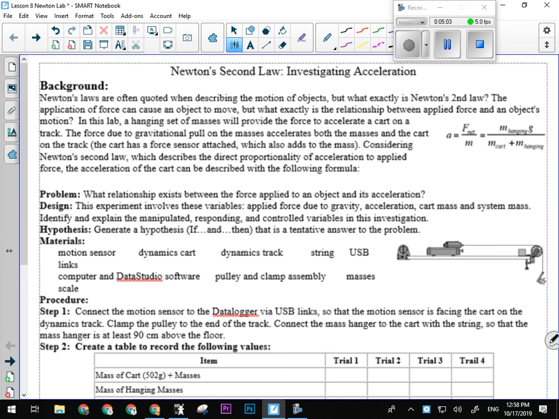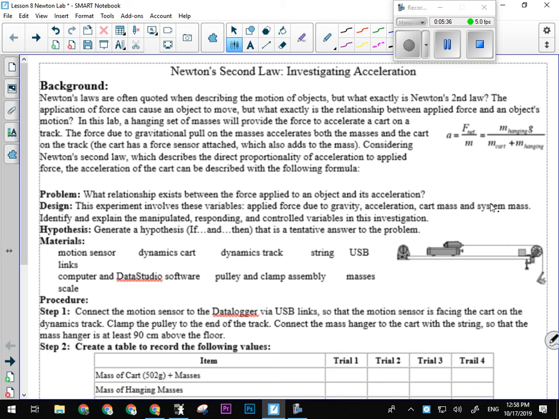Back to our background here. That's the back. We just went over all the background. Okay, so the problem we're investigating, we've already talked about. What's the relationship between force applied to an object and its acceleration? Well, hopefully it's linear. Hopefully when I increase the applied force, the acceleration will increase. So in the design here, this experiment involves these variables: the applied force, where we're using gravity to get it, the acceleration, the cart's mass, and the system's mass.